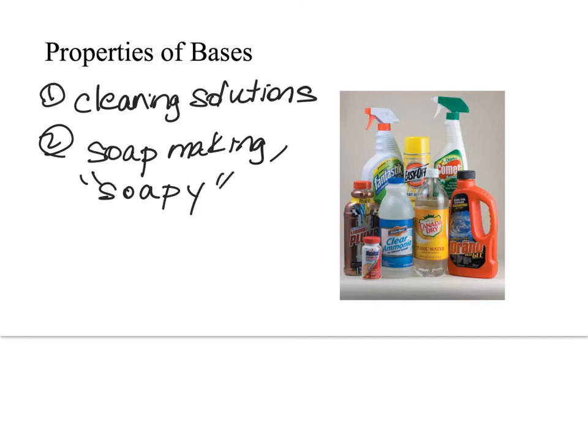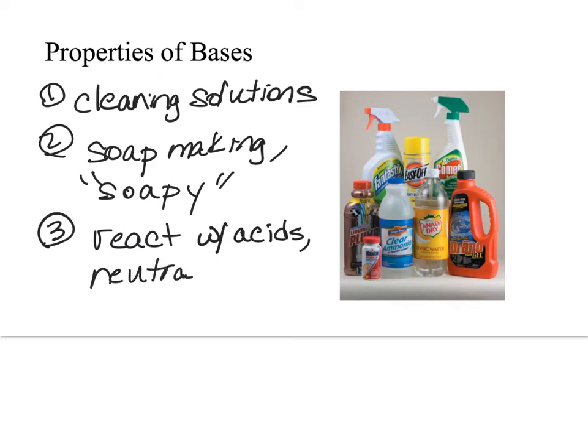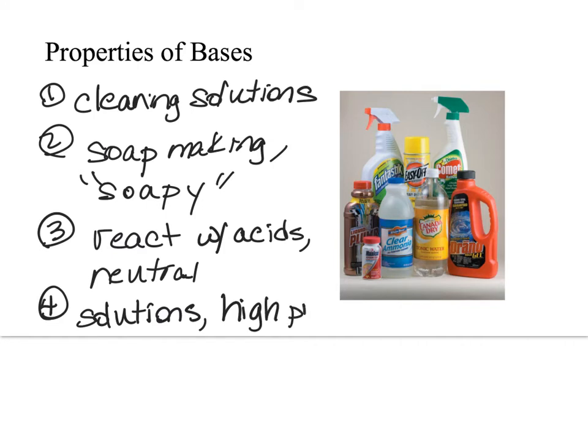Number 3, they react with acids to make neutral solutions. Number 4, they produce solutions that have high pHs. So a basic solution would be anything greater than 7. And number 5, they turn litmus paper blue.